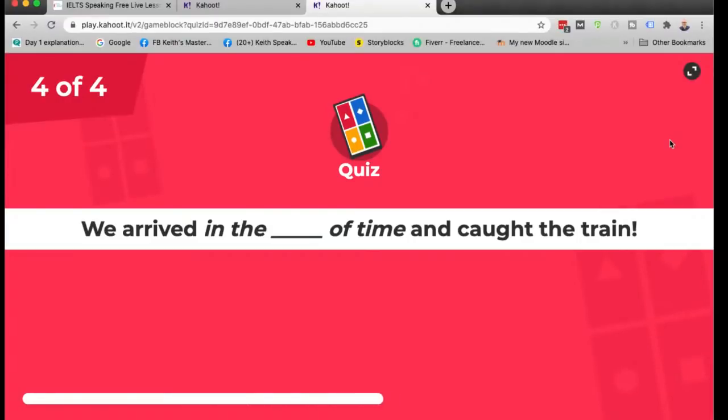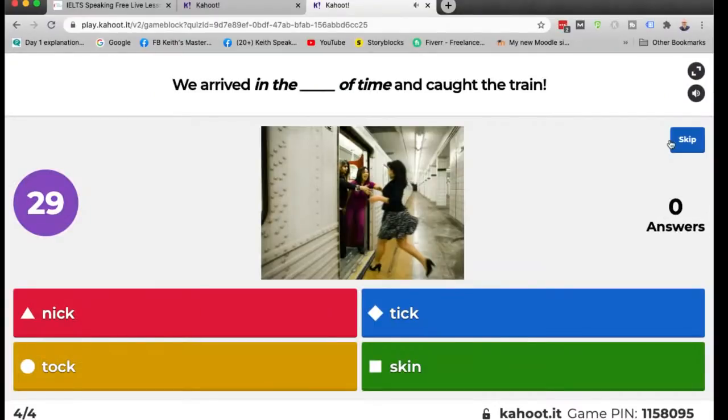4 of 4. We arrived in the blank of time and caught the train. I think most of you will get this. I'm feeling confident you will get this right.